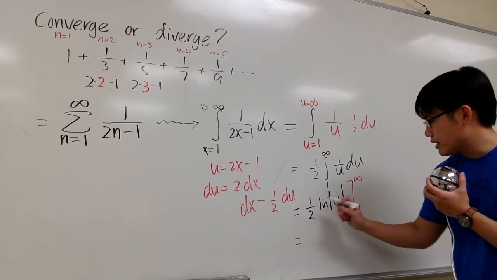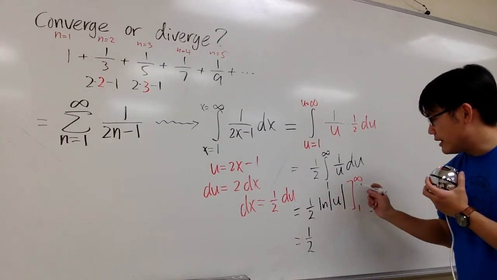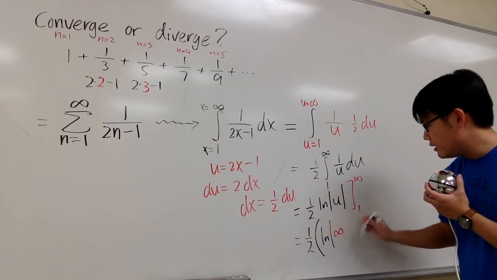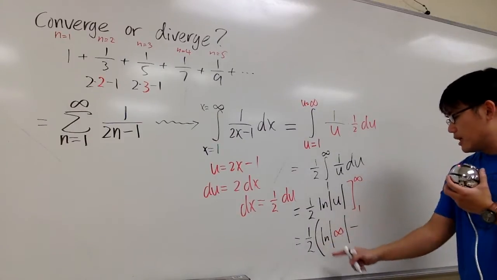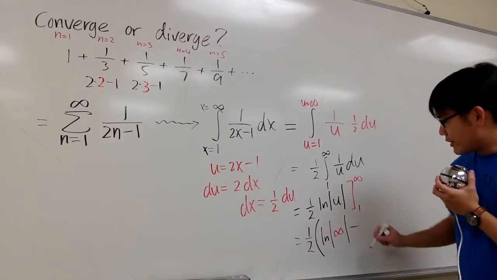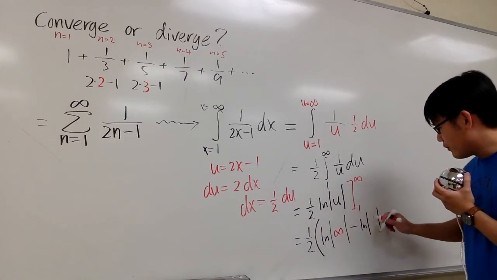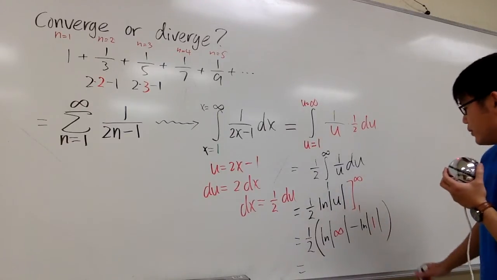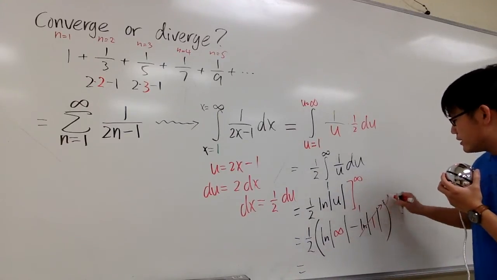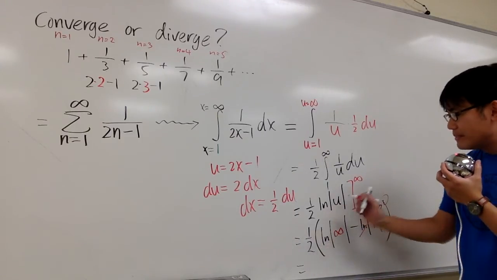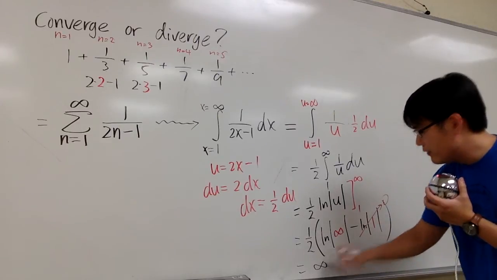And we can just do this 1/2. And then let me put the infinity right here, which is ln of the absolute value of infinity. And then minus, I put a parentheses, so I'm not going to put down the 1/2. Put a 1 right here, ln of the absolute value of 1. Well, what does this equal to? ln of 1 is just 0, but ln of infinity is infinity. 1/2 times infinity, this is still infinity.